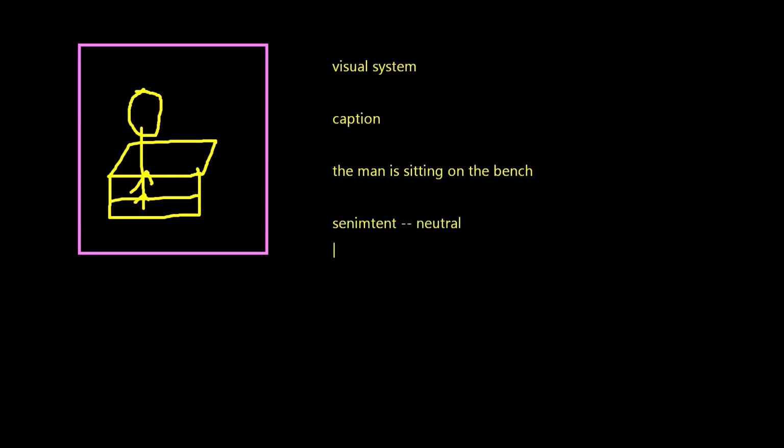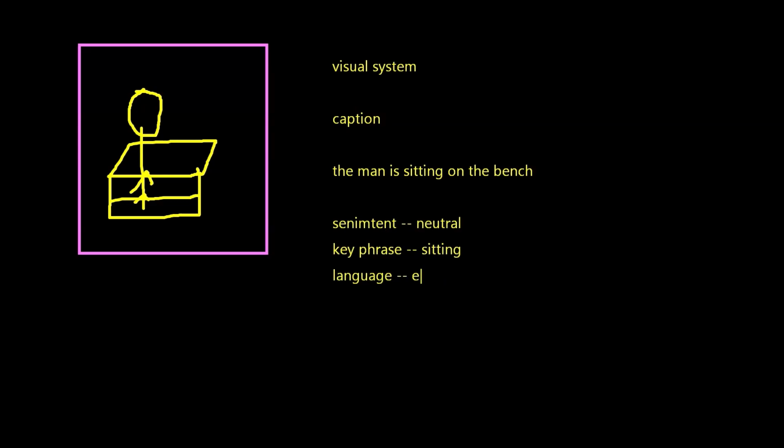The second thing, suppose I want to know the key phrase. You can say the key phrase is the man is sitting. We have sentiment and key phrase. Then comes the next thing: suppose I want to know the language of the text. If I ask you, you can say the language is English.